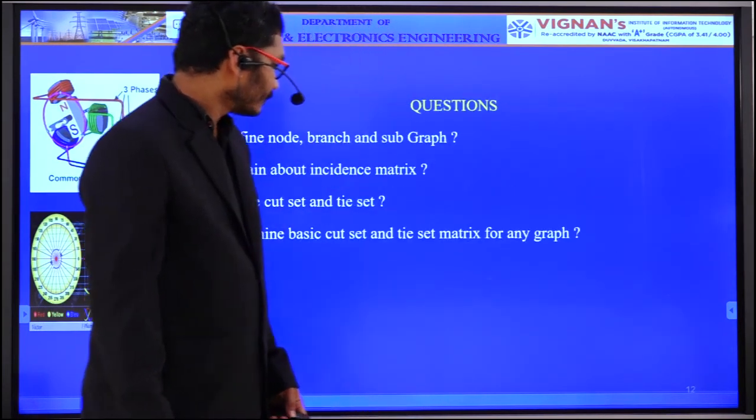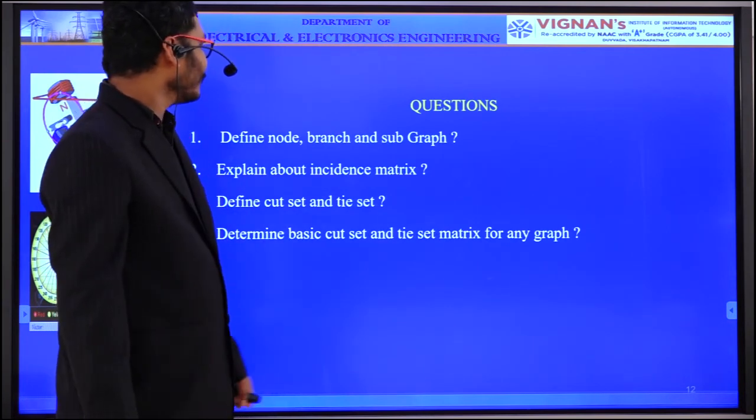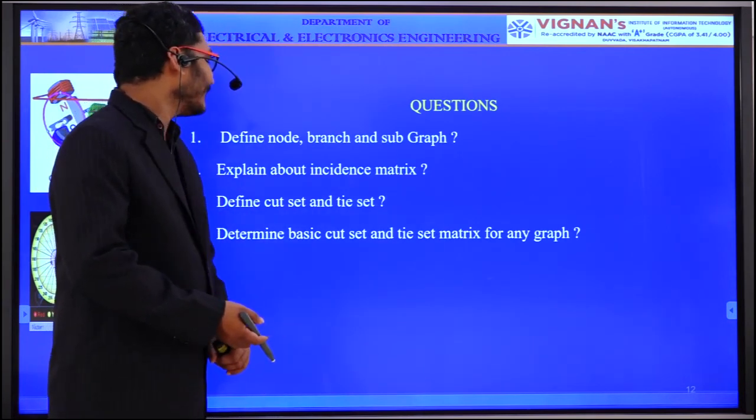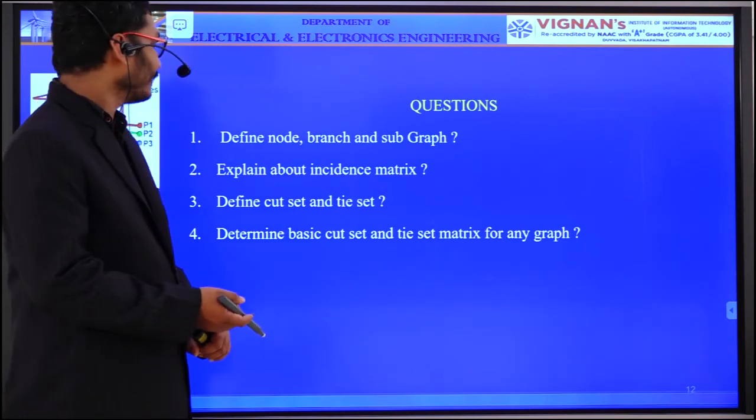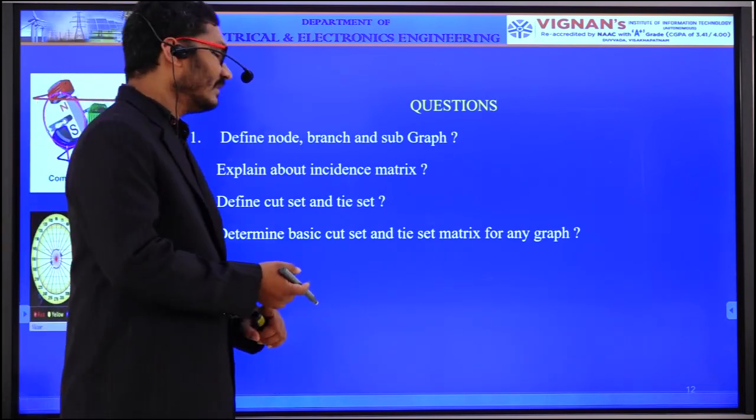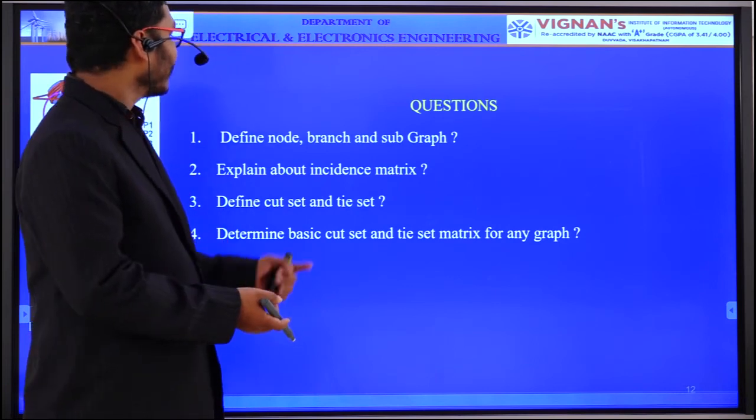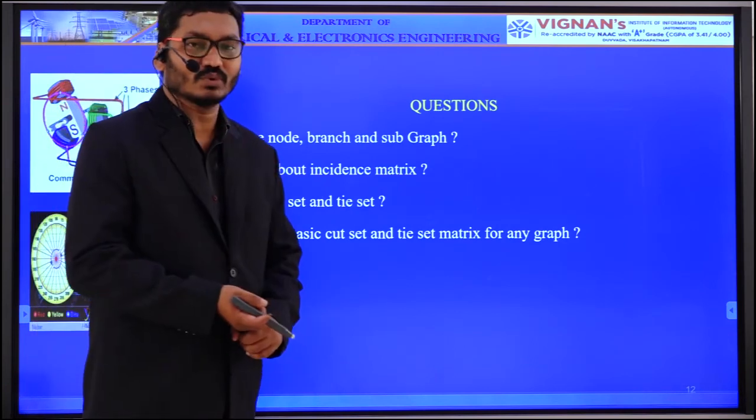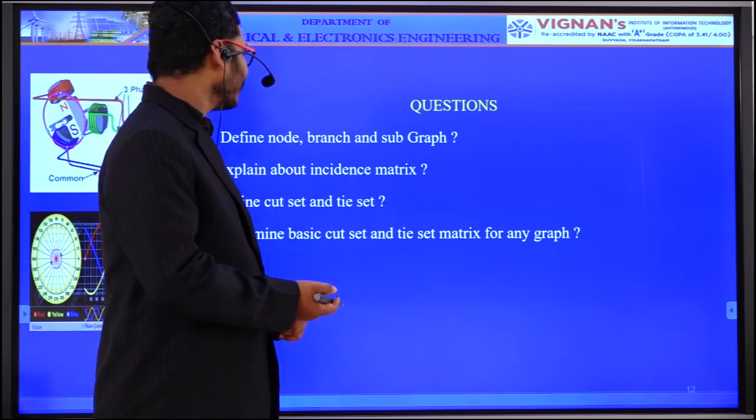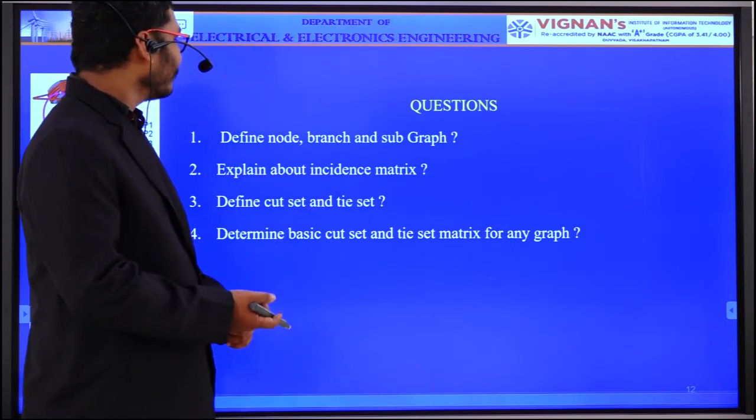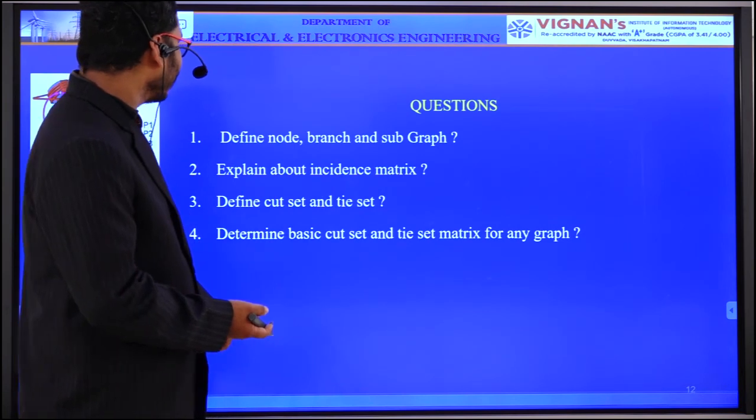So these are the questions. Define what is meant by node, branch, and subgraph. I already explained: a node is a junction point. A branch means the interconnection of two nodes, or sometimes you can call it a path. A subgraph means a part of the graph.